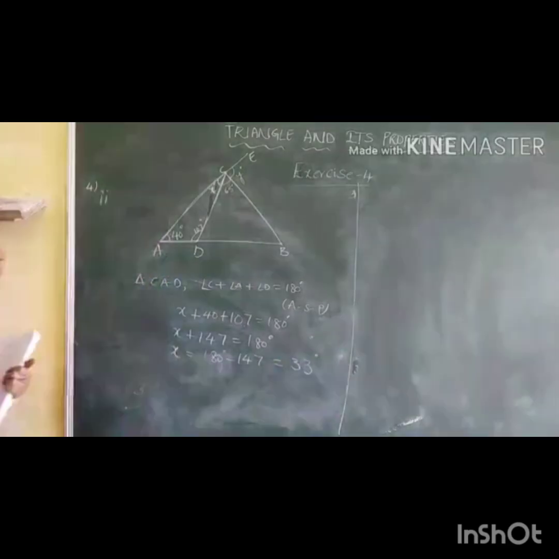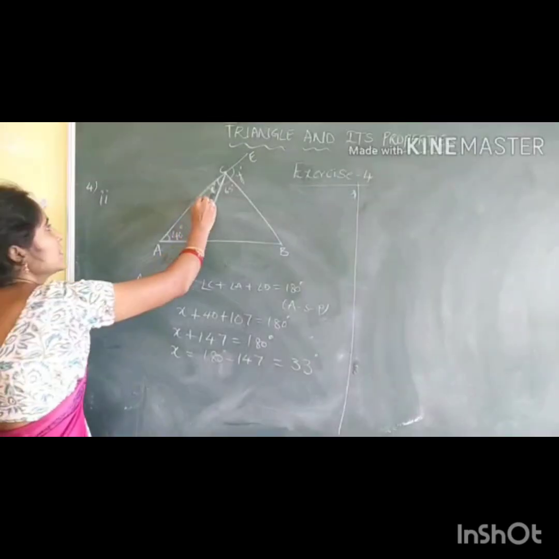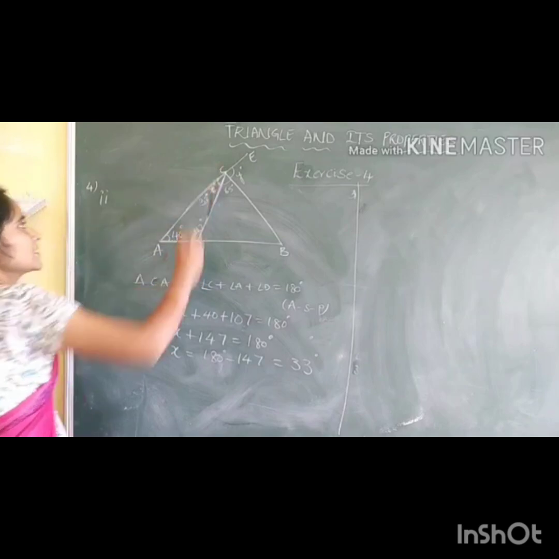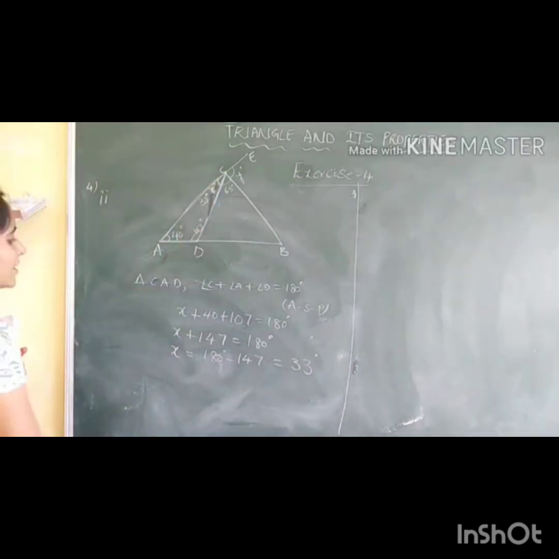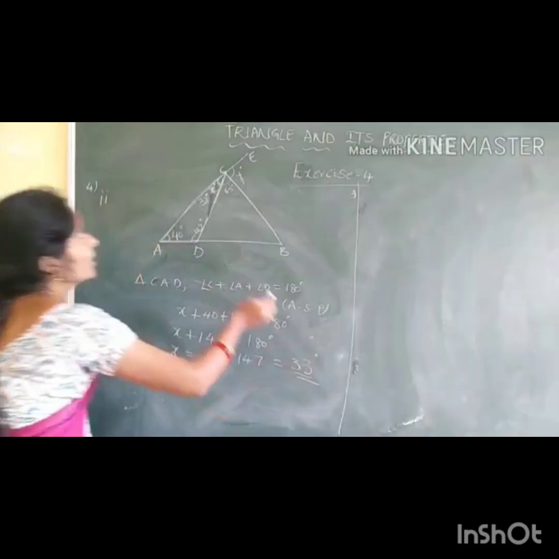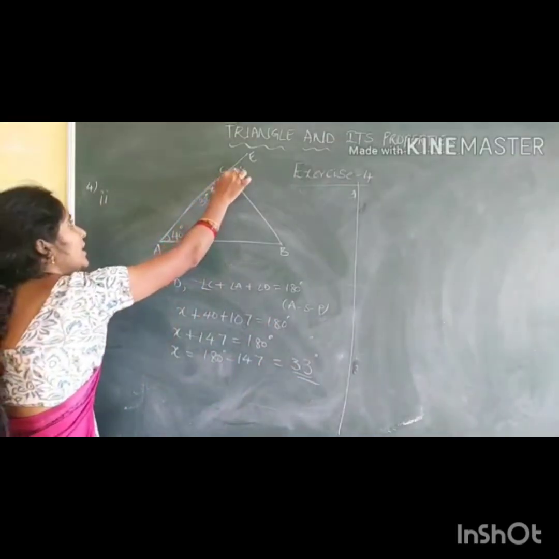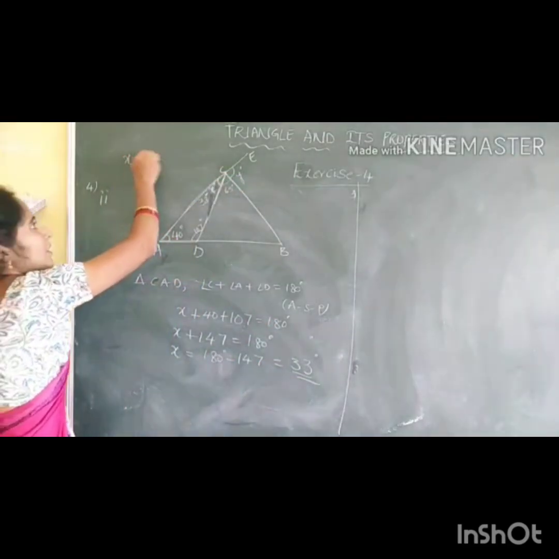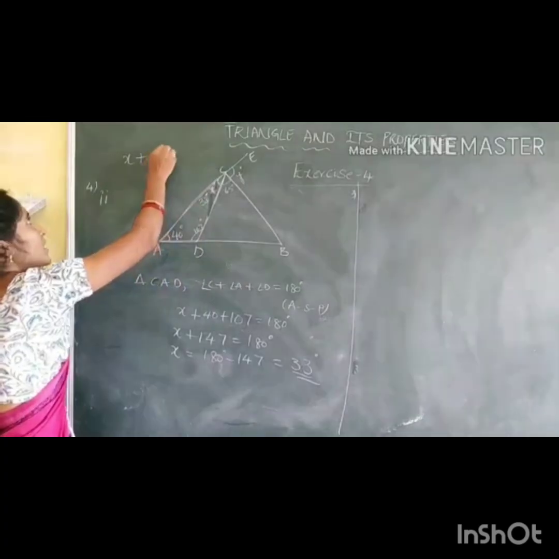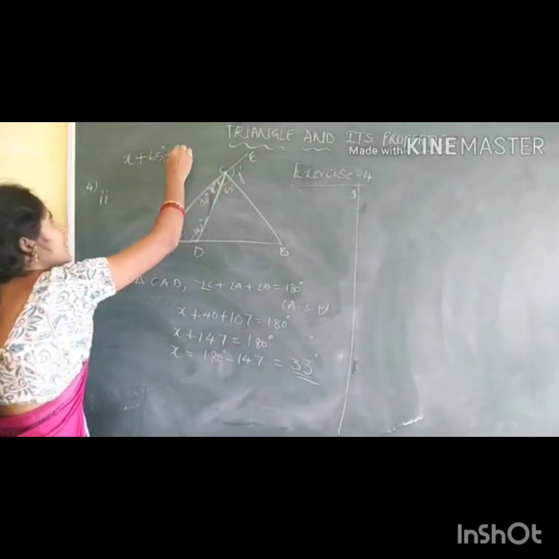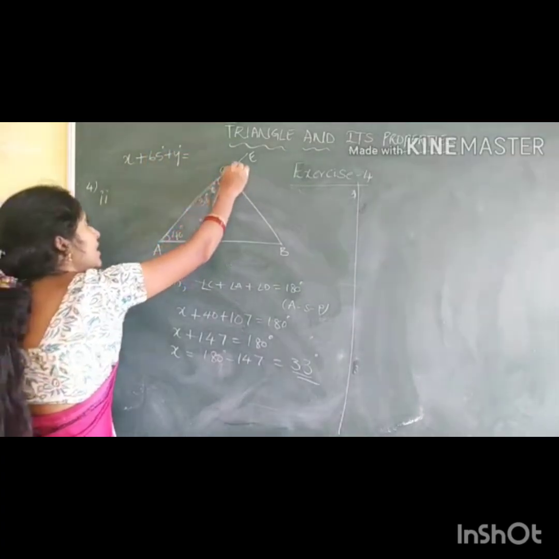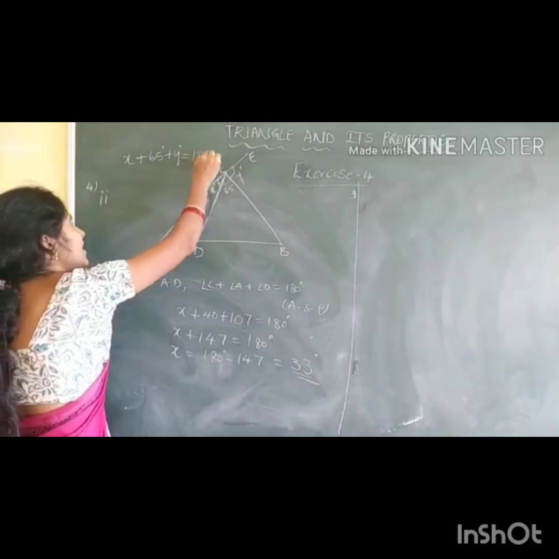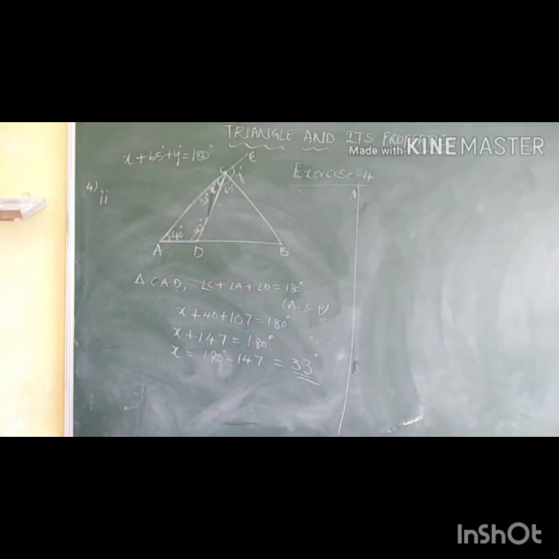So here we got the x value as 33 degrees. Now observe this angle: x plus 65 plus y. These two form a straight line, a straight angle. A straight angle measures 180 degrees.